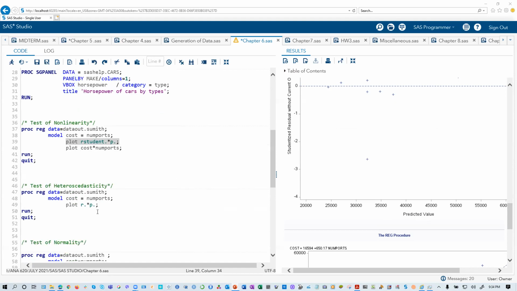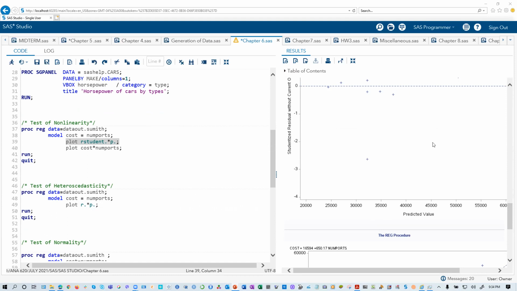Let's take this one, residual versus predicted. That's why I'm using that one again. I use the R and P, the same thing we have done earlier. The asterisk and P means R dot, which means the plot between these two, so R and the predicted value.